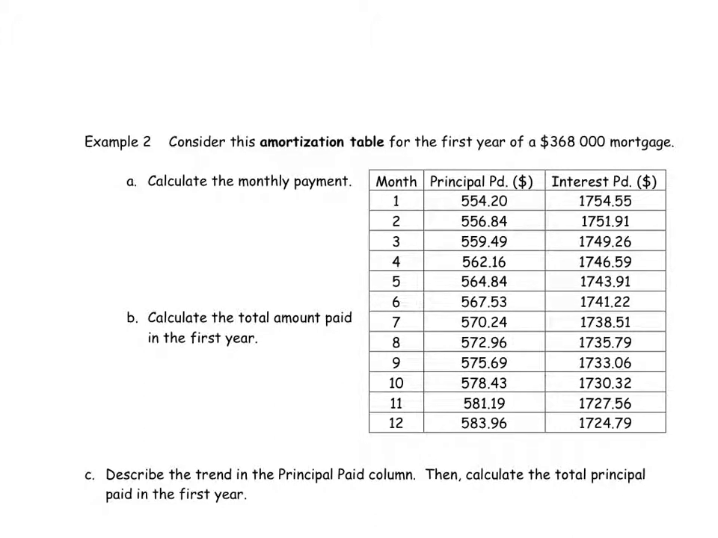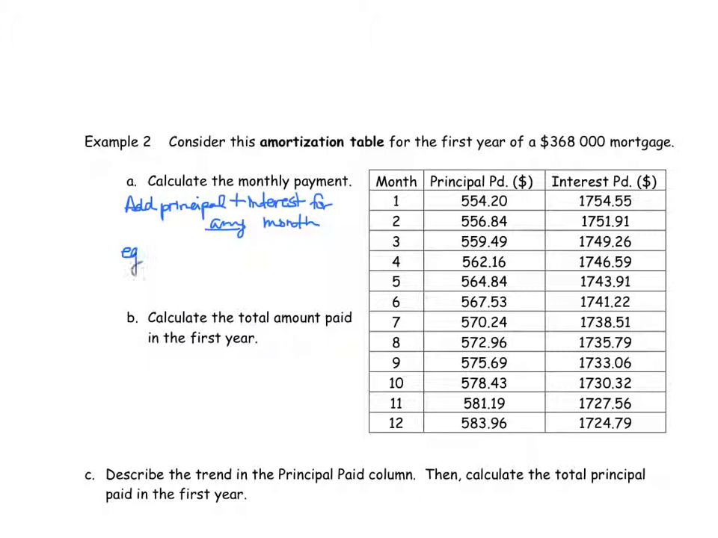If you're asked to calculate the monthly payment from an amortization table, you could use any row of the table and just add together the principal paid and the interest paid. So we're going to add the principal and the interest, and you could do that for any month because your payment isn't changing. What's changing is how much of that payment is allocated towards principal and how much is allocated towards interest.